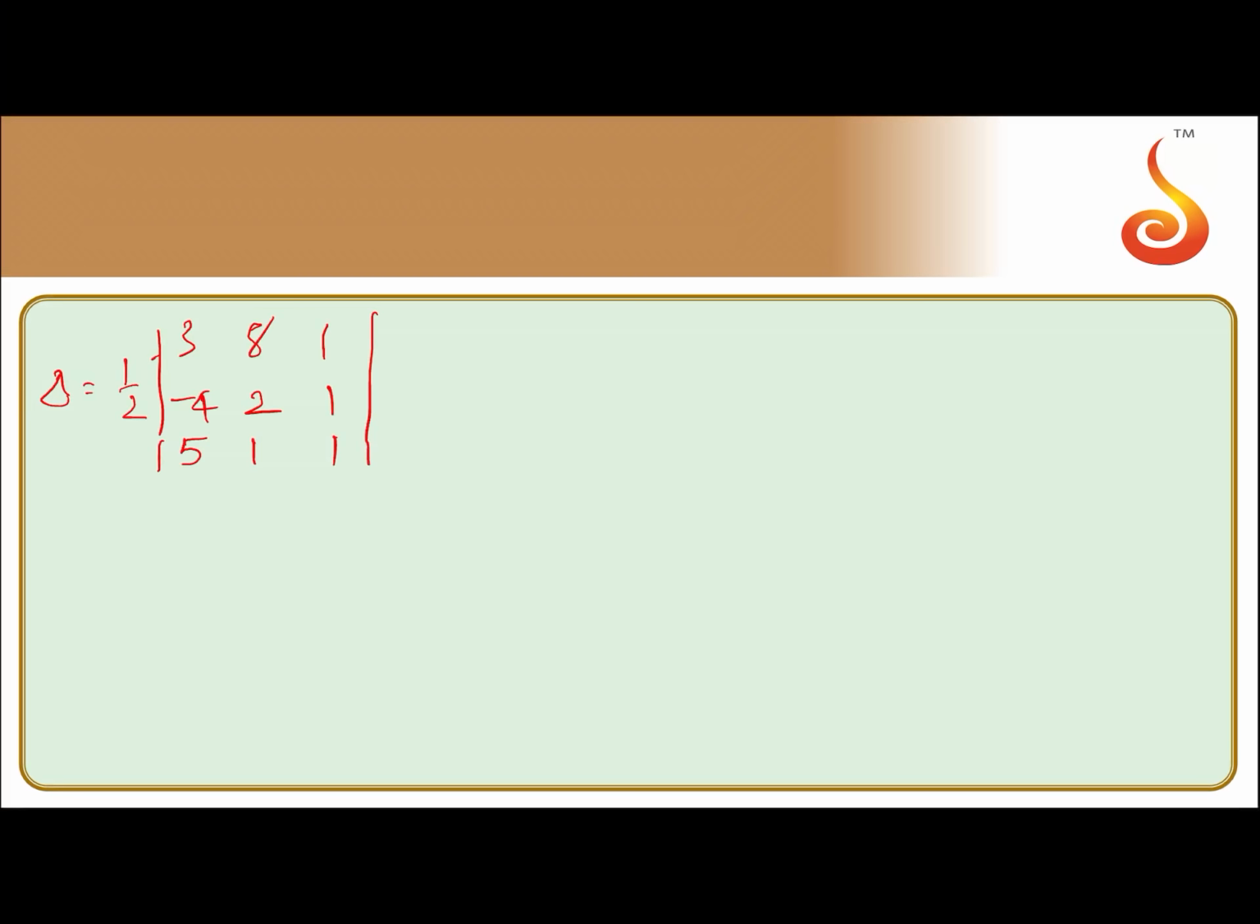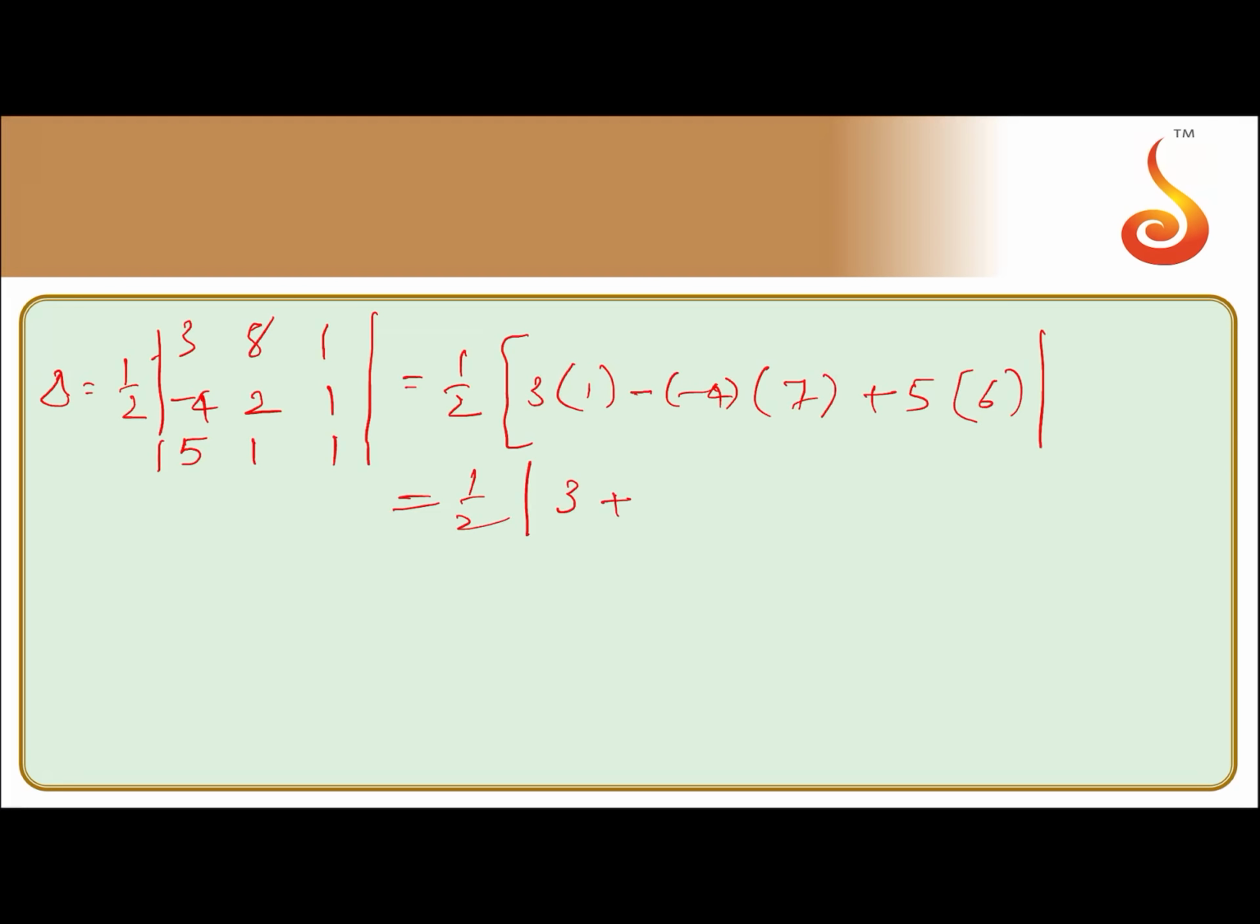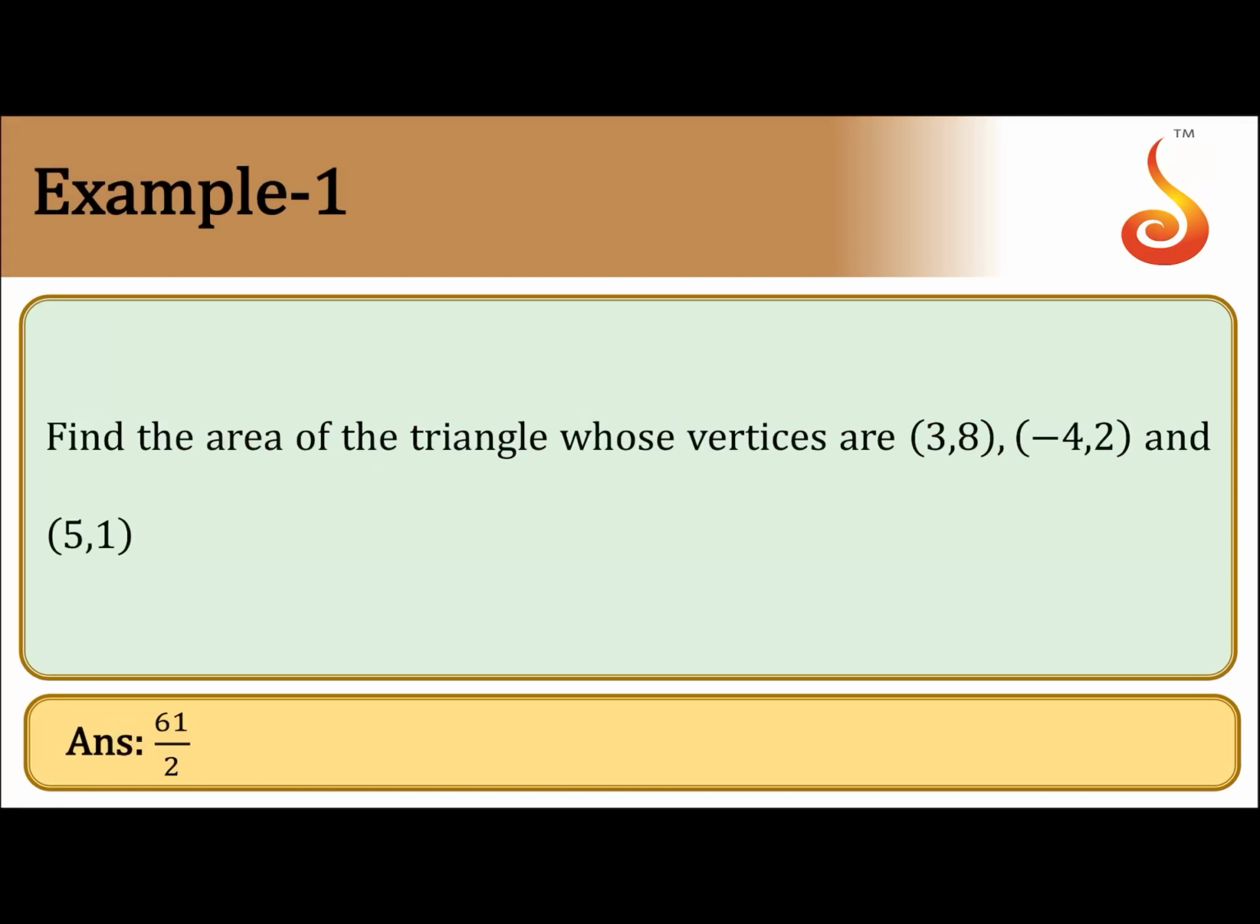So evaluating this value, that is half of 3 multiplied by 2 minus 1, 1, minus, first column wise when you expand, minus of minus 4 multiplied by 8 minus 1, 7, and plus 5 multiplied by 8 minus 2, 6. That is equal to half of 3 plus 28 plus 30, which is equal to 61 divided by 2 square units. So the answer for the area of the triangle with these vertices is 61 by 2.